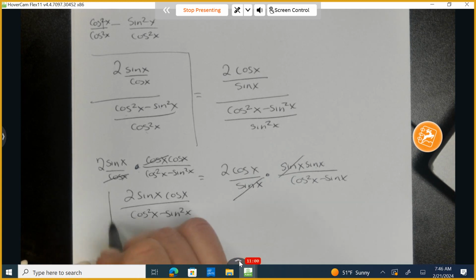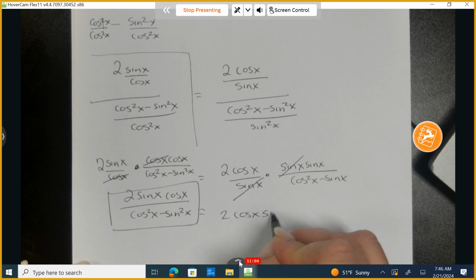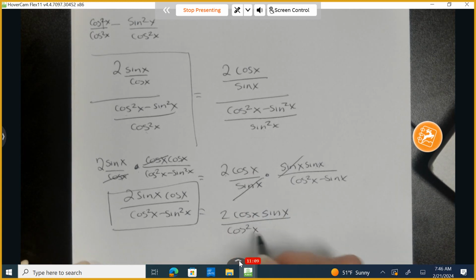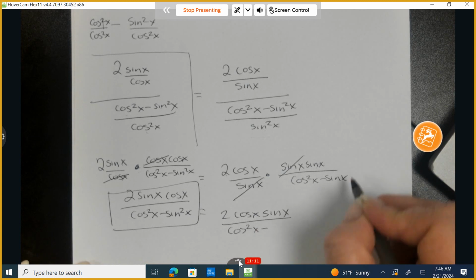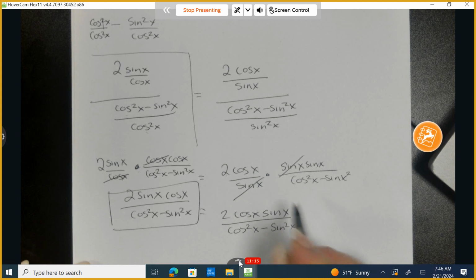So this is my left-hand side, and my right-hand side is 2 cosine of x sine of x divided by cosine squared x minus, and this should have been a square here, minus sine squared x. Now the left-hand side equals the right-hand side.